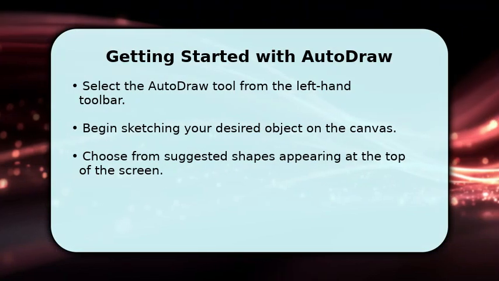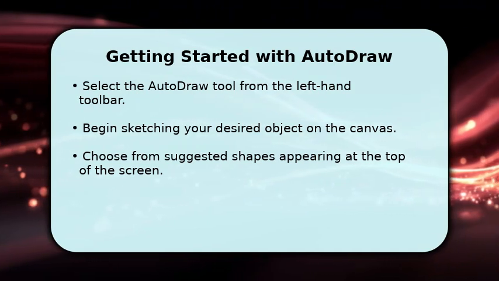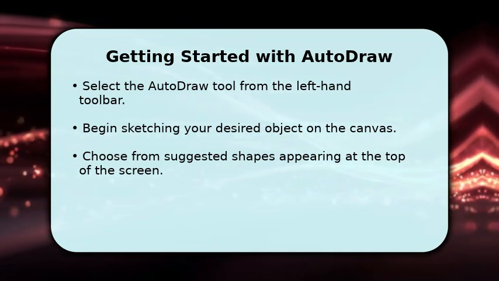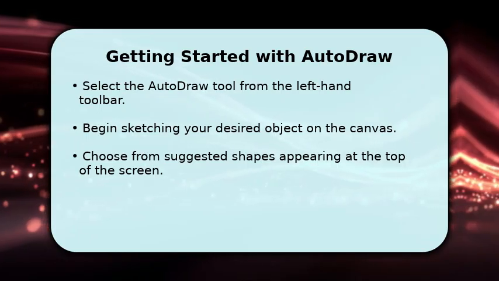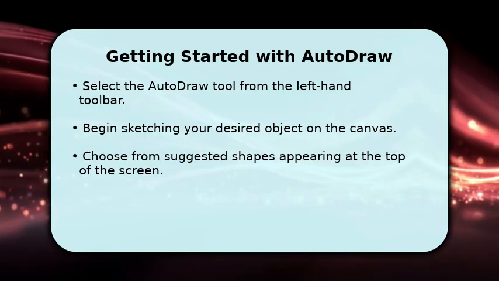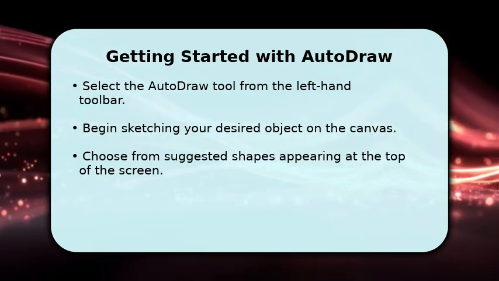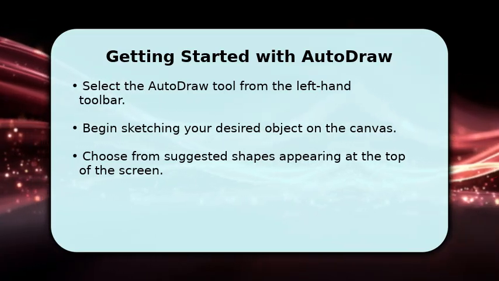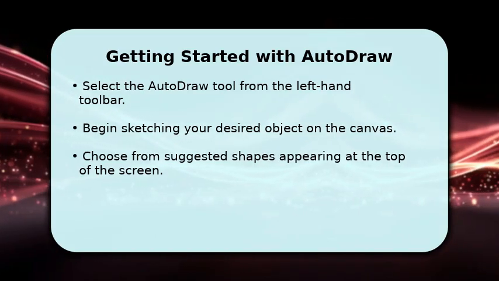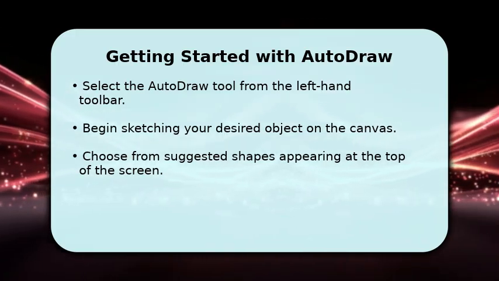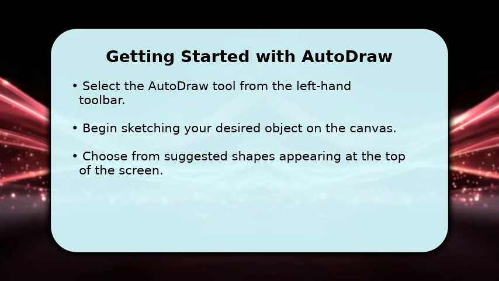To begin, simply select the Auto Draw tool, which looks like a magic wand, from the toolbar on the left side of your screen. Now, start drawing your desired object on the canvas. Don't worry about perfection. Auto Draw is designed to interpret your rough sketches. As you draw, a row of suggested shapes will appear at the top. Click on the one that best matches your intention to instantly refine your drawing. It's that simple to turn a scribble into a recognizable image.